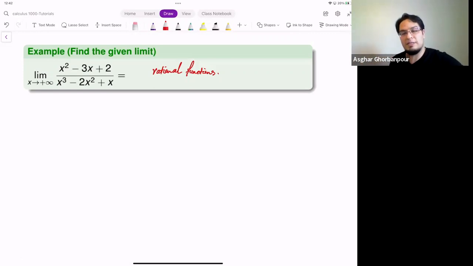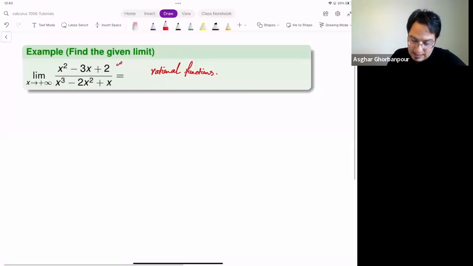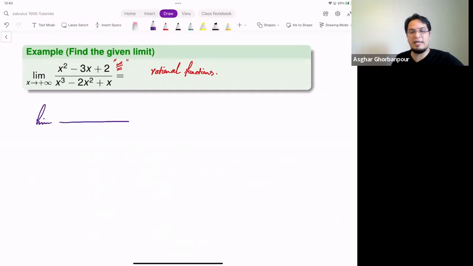So you cannot use the limit laws for the limit at infinity. This will turn out to be infinity over infinity, which is a different kind of indeterminate form. We will discuss this more later in the applications of derivatives. But here I want to just go over some tricks that will help us to evaluate this.